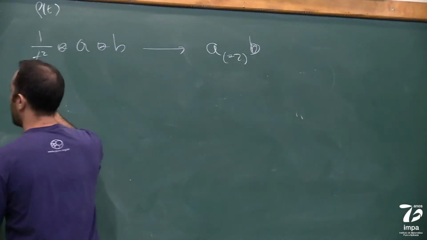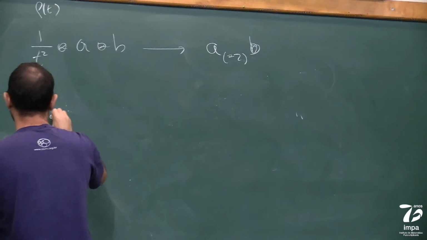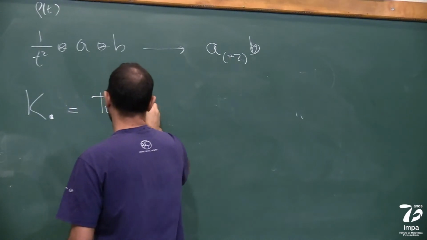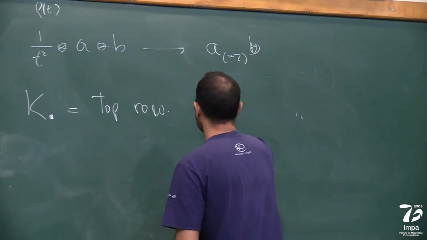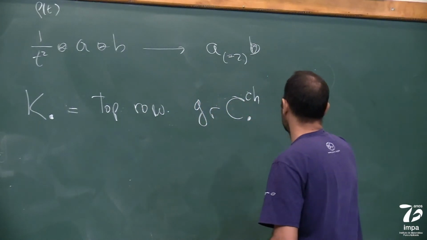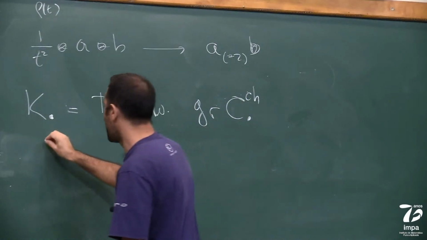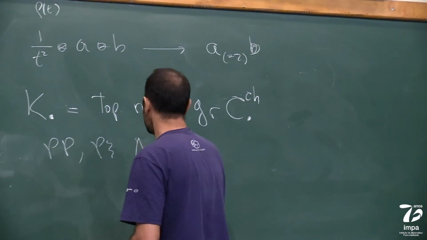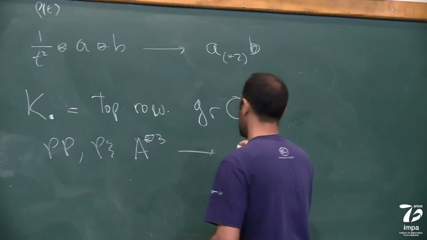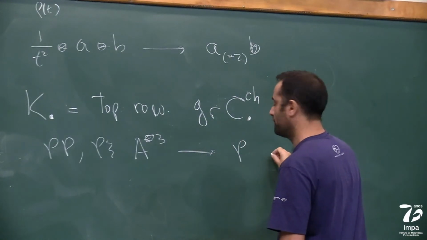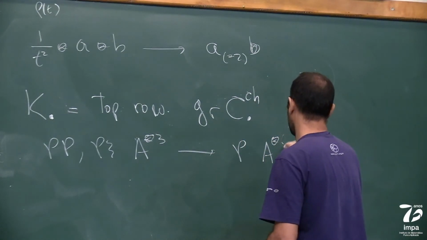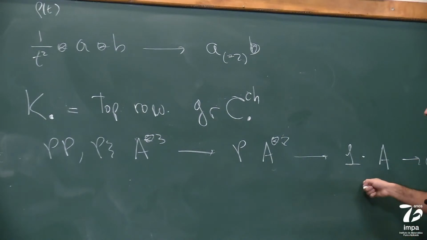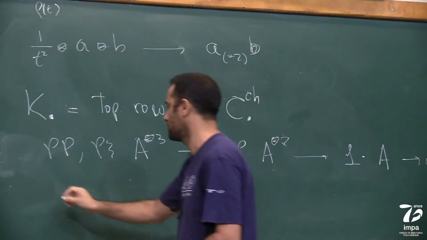So let's call our complex, I think last time I called it K, the complex that I get, the top row of the associated graded to the chiral homology complex that we wrote. So that's this guy, it has p's and p zetas, and then 3 copies of A, and then it maps to just p and 2 copies of A, and then it maps to the function 1 and just 1 copy of A.